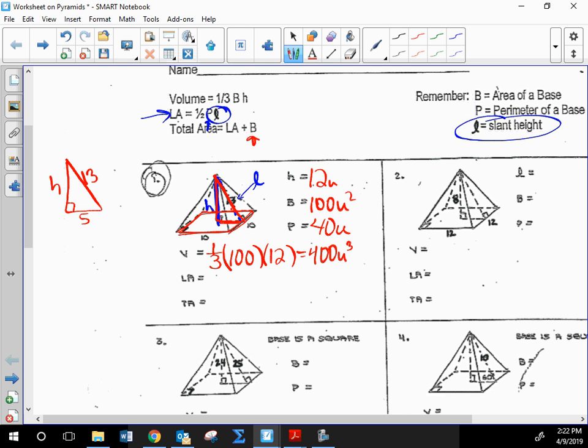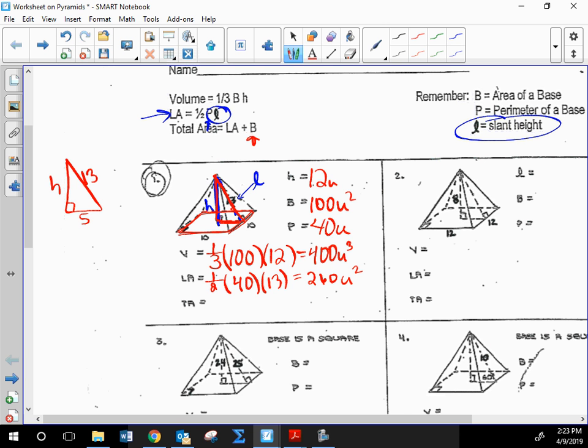All right, lateral area. Lateral area is 1/2. Think of your triangle, 1/2. All my base edges added together would be my perimeter. My perimeter is 40. And my slant height, because we're talking about our face on the side here, my slant height is 13. So 20 times 13, which gives us? 260. Half of 40 is 20. 2 times 13 is 26.